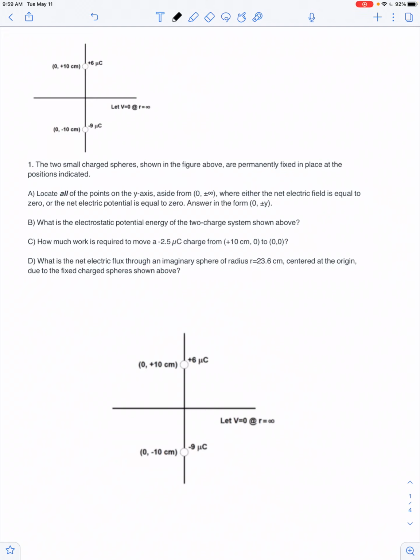Okay, here's the solution to problem number 1 from the quiz from unit 2.1 on electrostatics, electric potential to be more specific. So we're given a problem where there are two identified charges, a positive 6 microcoulomb charge on the positive y-axis and a negative 9 microcoulomb charge located on the negative y-axis.